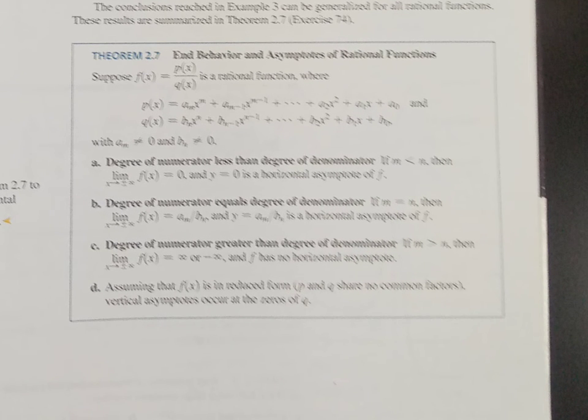So right, if the numerator has a smaller degree than the denominator, then we're going to 0. And that means there's a horizontal asymptote at 0. If they're equal, then you take the leading coefficient of each, put them over each other, and that's the value it's going to. That's where a horizontal asymptote happens. And when the numerator is bigger, there is no horizontal asymptote at all. Is that okay?